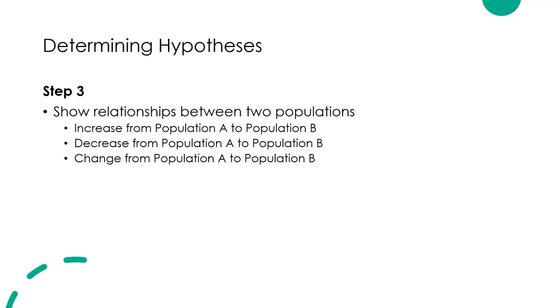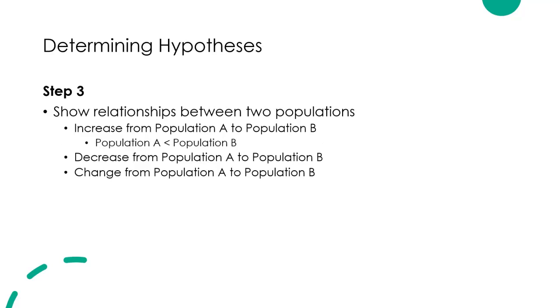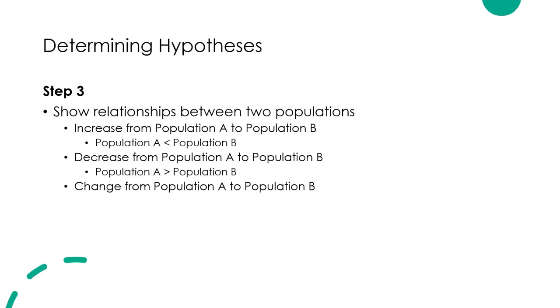So if we're told that the test is trying to determine if there's been an increase from A to B, that means that A would be less than B. If there's been a decrease from A to B, that means that A is greater than B. And if there's been a change, that means that they don't equal each other.